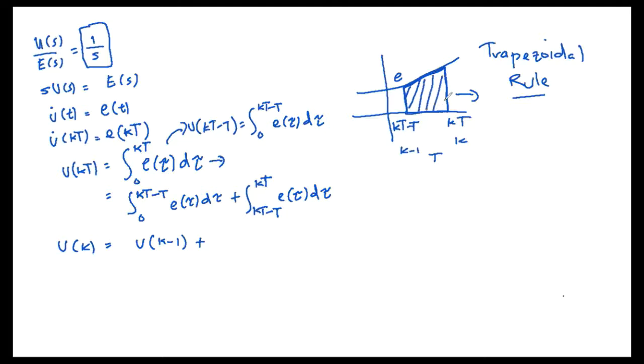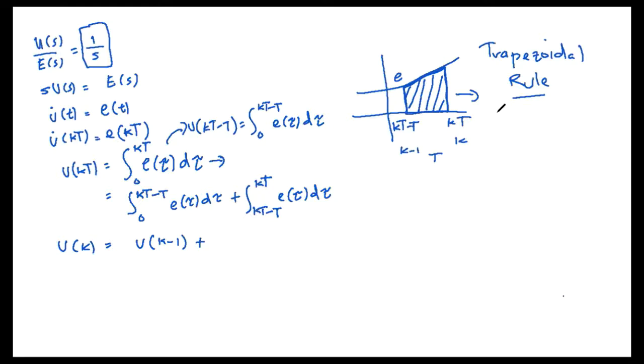So as you can see, this will result in a better approximation of the area under the curve from kT minus T to kT. And so all we need to do is find the area of the trapezoid. The area of the trapezoid is (a plus b) divided by 2 times the width or the height. In this case it would be T.